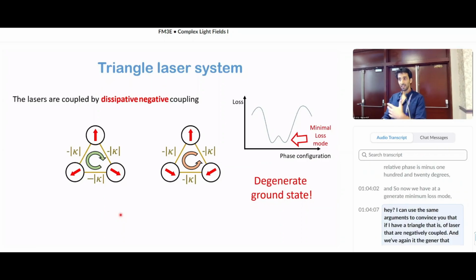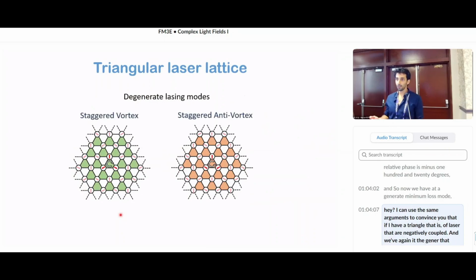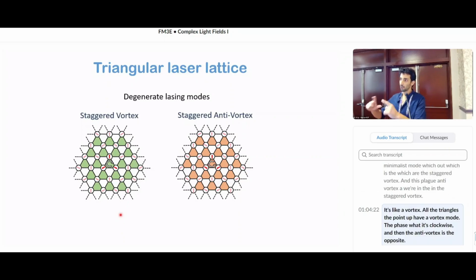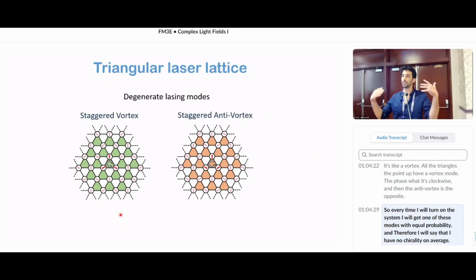I can use the same arguments to convince you that if I have a triangular lattice of lasers that are negatively coupled, we have, again, a degenerate minimal loss mode, which are the staggered vortex and the staggered anti-vortex, where in the staggered vortex, all the triangles that point up have a vortex mode. The phase rotates clockwise, and in the anti-vortex, it's the opposite. So every time I turn on the system, I will get one of these modes with equal probability, and therefore I will say that I have no chirality on average.